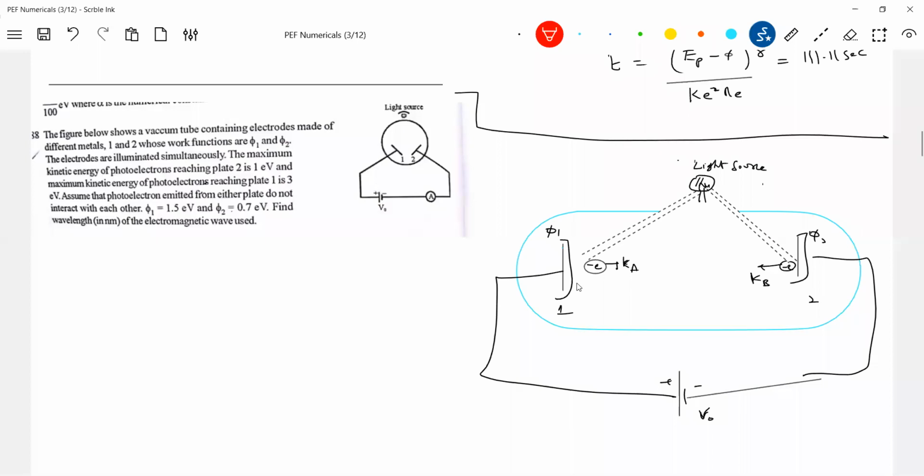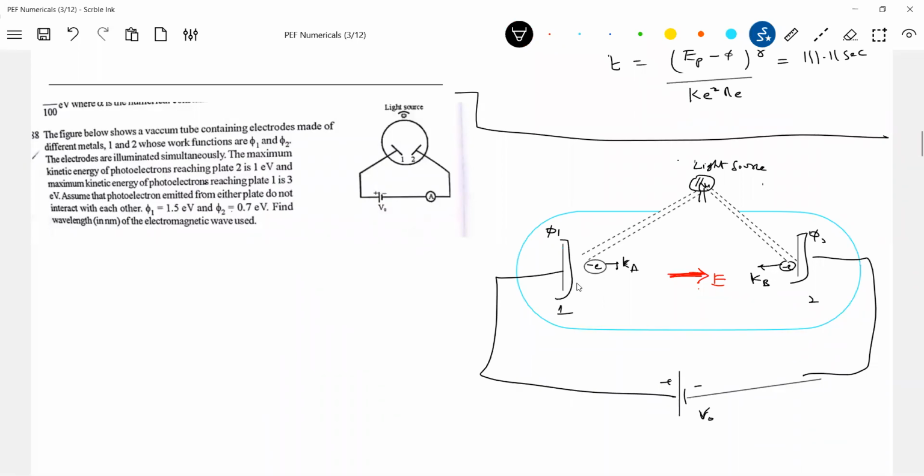Now look at the polarity. The positive terminal of the cell is connected to plate 1, so the electric field will be in this direction. Just put that E bar in that photoelectric tube. Rest all everything you can manage. The electron emitted by plate 1 will experience a force towards left, no? And the electrons emitted by plate 2 will experience force towards left. So the electrostatic force does negative work on the photoelectrons 1 and positive work on the photoelectrons 2.